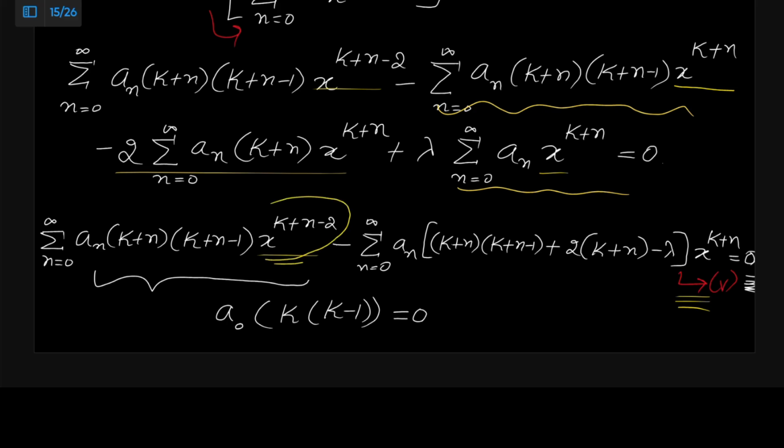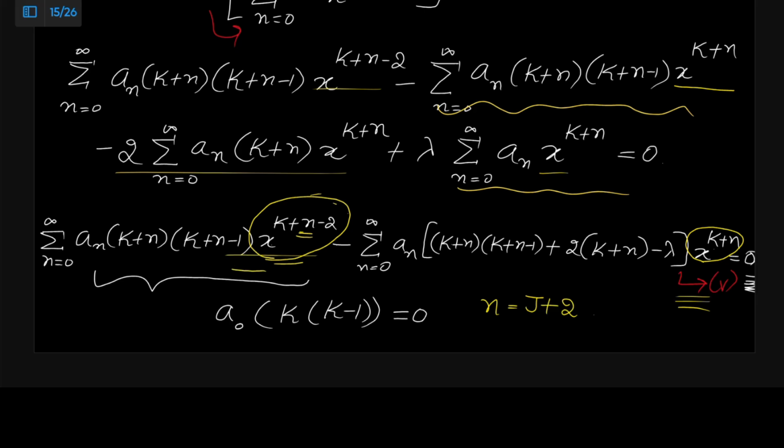This is with a power x raised to k plus n minus 2, and this is with x raised to k plus n, right? Now in order to make the two terms as one, I'll take the power as same. So what I'll do, I'll take the value of n as j plus 2 in this first summation.